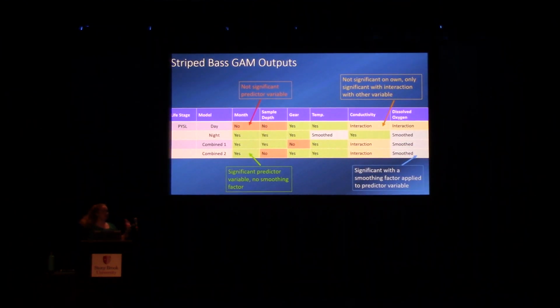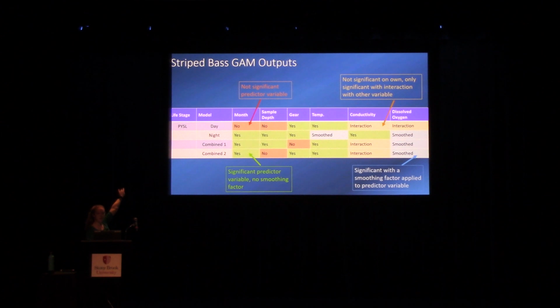So this table is just to show you the output. I know that a lot of people may not be familiar with GAMs. But the point of this is to show: the first column is post-yolk sac larvae, that just shows you the life stage. The 4 models are represented in the second column, and then the remaining columns are all predictor variables that were included in the model.